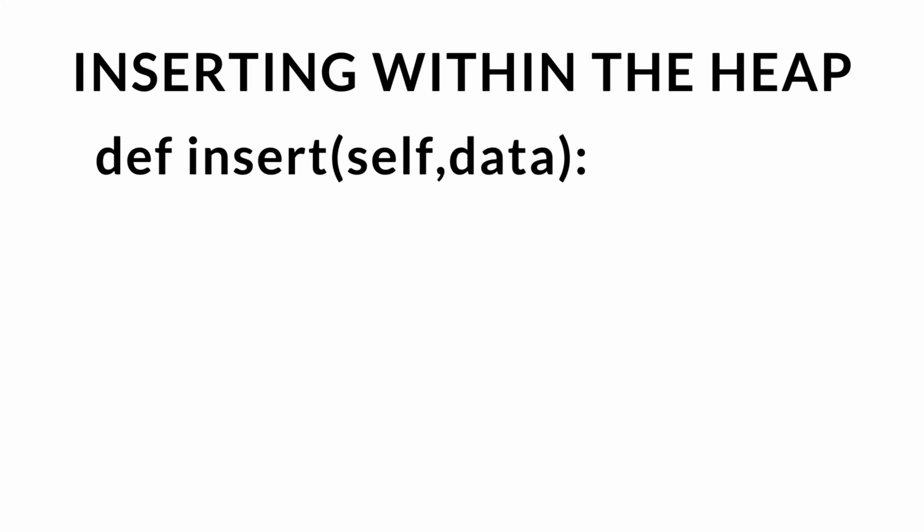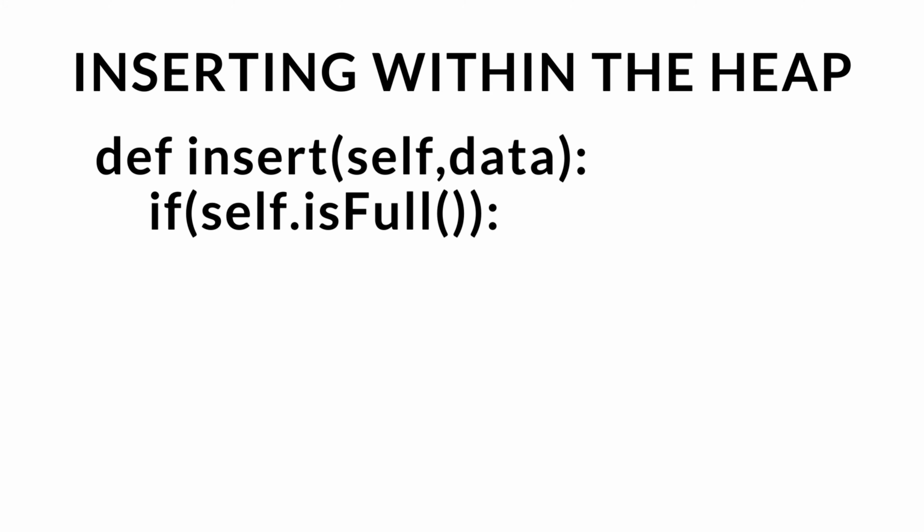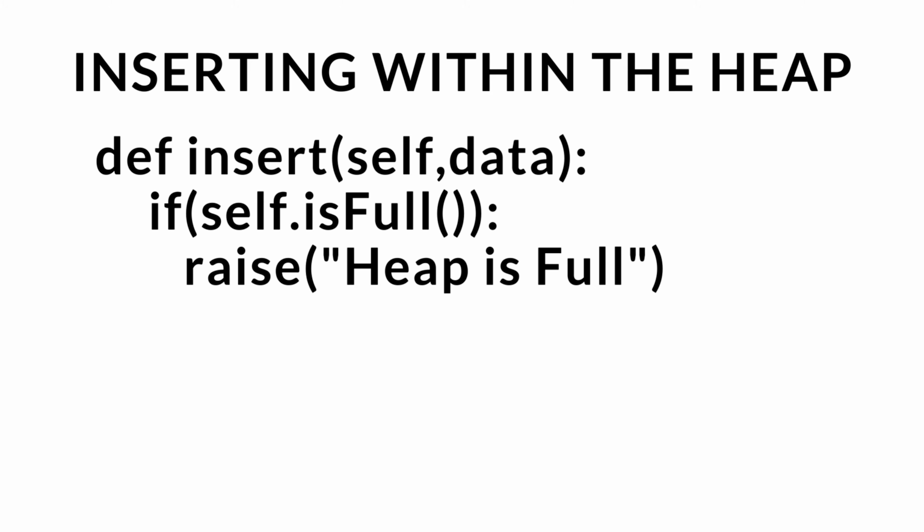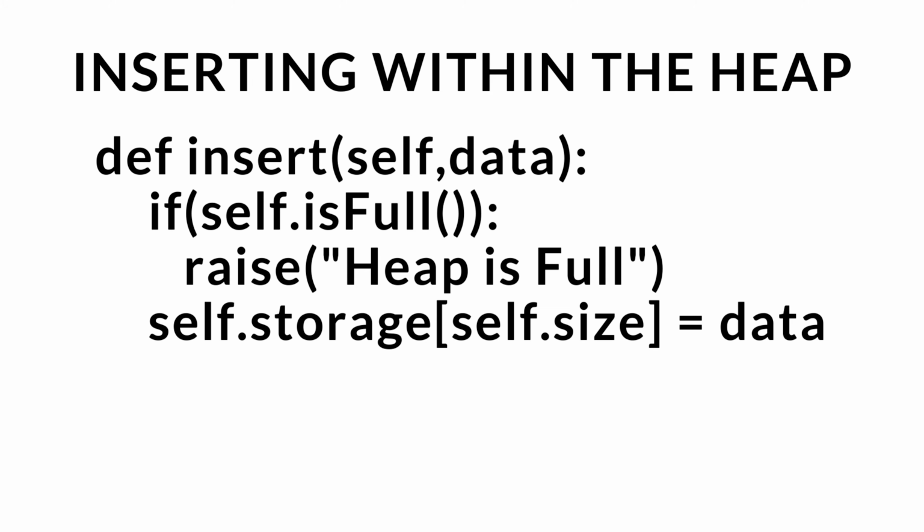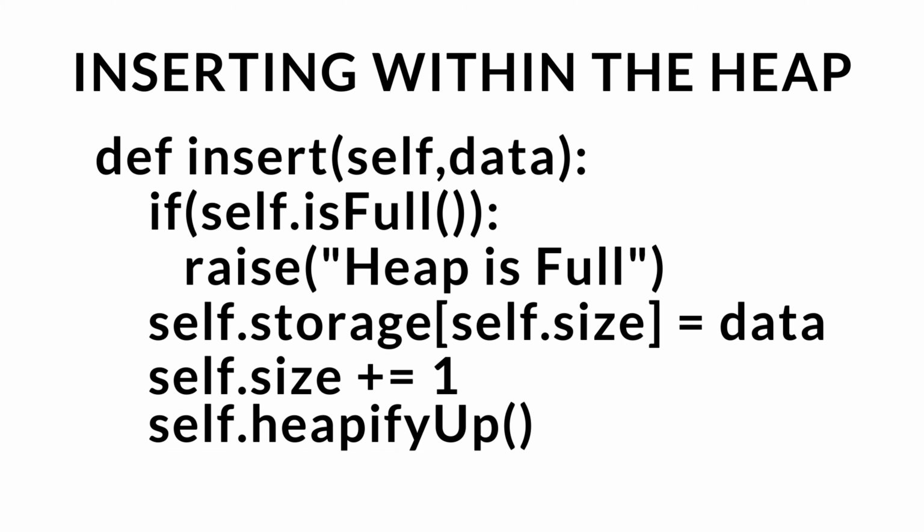So our iterative insert method has a data param, the data that we want to insert within our heap. First, we check to see if we have space to insert within our heap. If our heap is full, we'll just go ahead and throw an error. Next, we'll go ahead and insert this data at the last available position within our heap. Once we've successfully inserted within the heap, let's go ahead and increment the size. And finally, once that's been done, we need to make sure that the data was stored in the right position. So we need to invoke our HeapifyUp method.